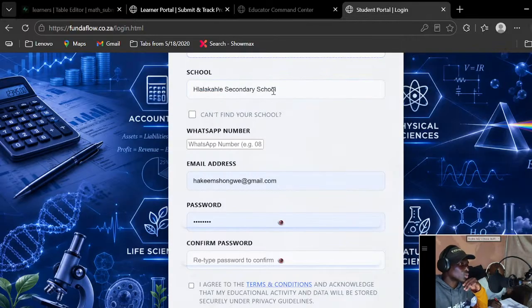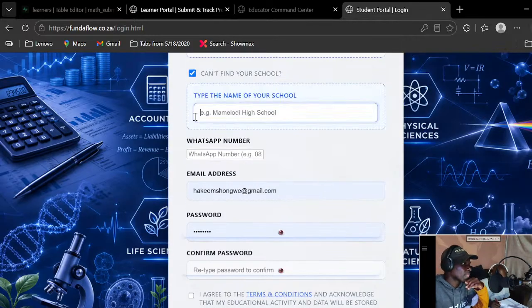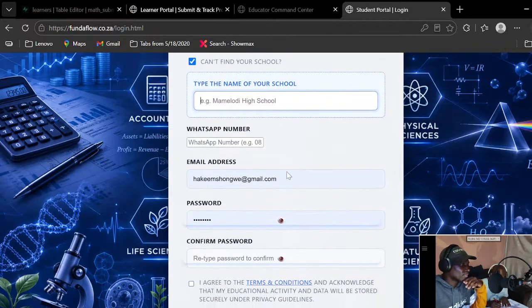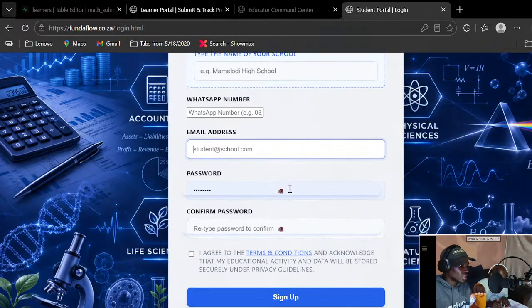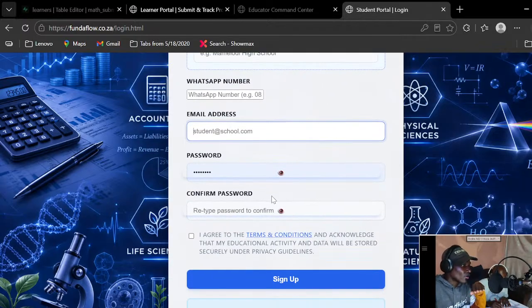If your school is not there, you can click this and say school is not there, then enter your school. I'm going to type Lepelle, for example. Lepelle Secondary School, one of the familiar names that I know. Then you're going to insert your WhatsApp number, then your email, password, confirm password.